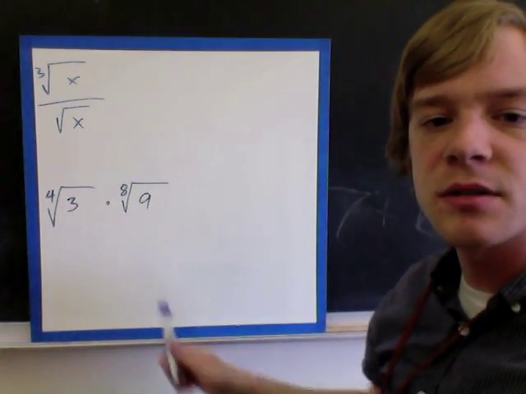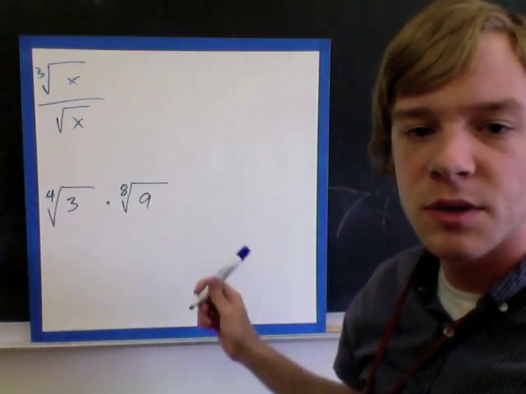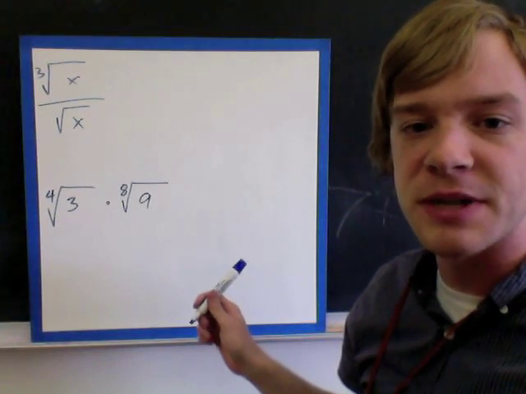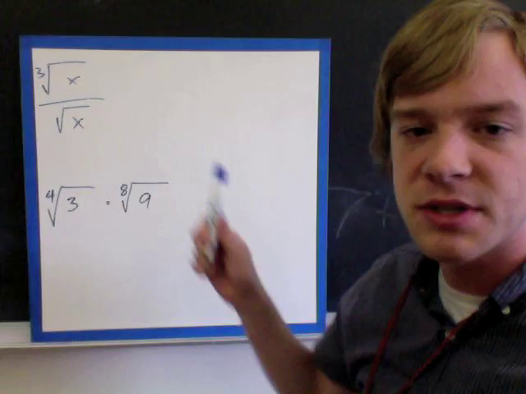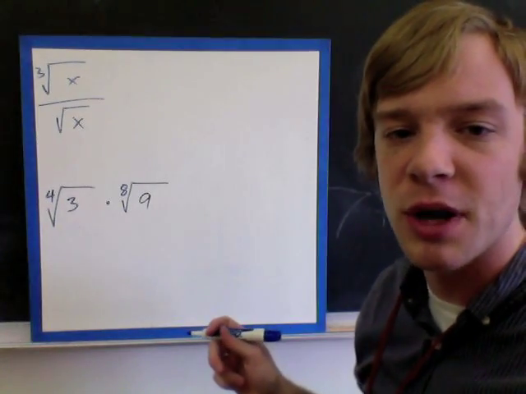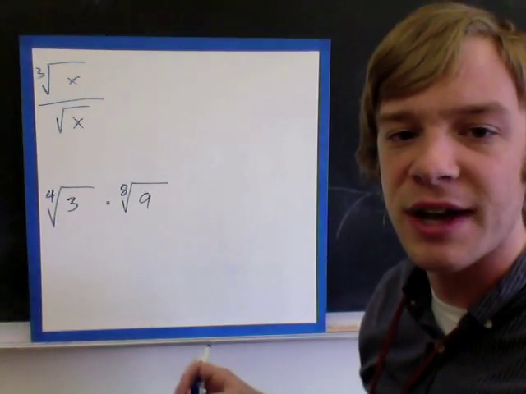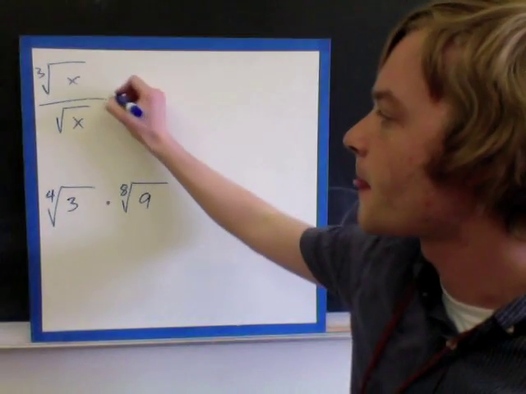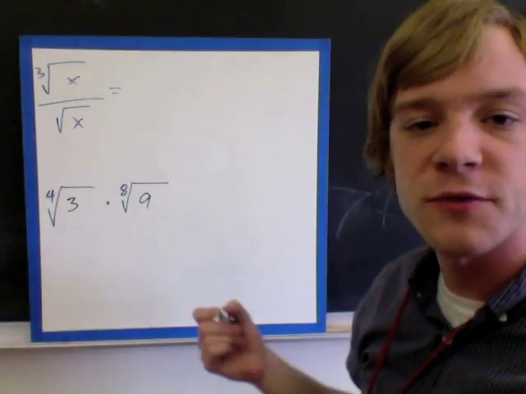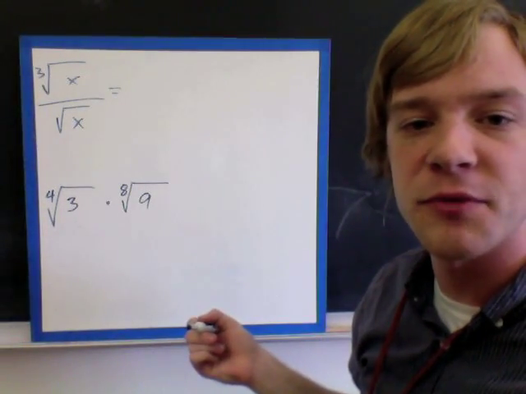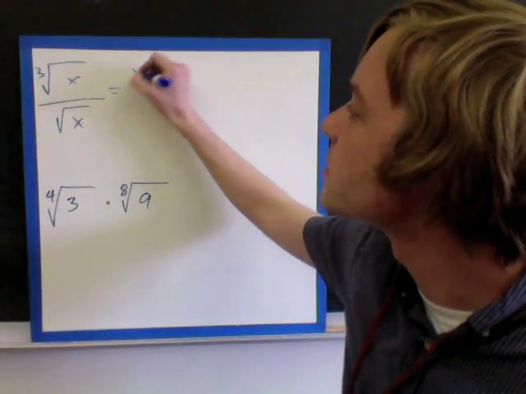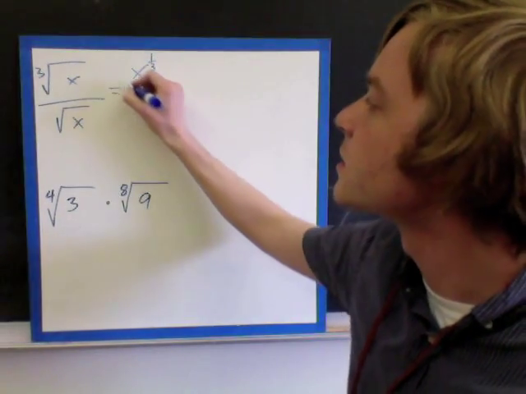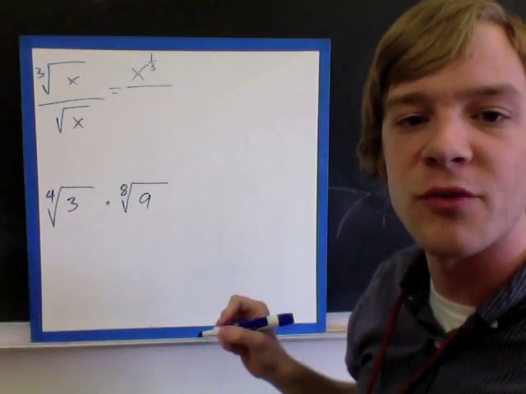Okay, we see here for the second problem, we've got two different bases. So we're going to have to try and get the same exponent for both of those. But let's start by looking at this first problem. Once again, we still have x for both of our bases. Let's start off just by converting these into exponent form. So I have x to the power of 1/3, and then x to the power of 1/2.